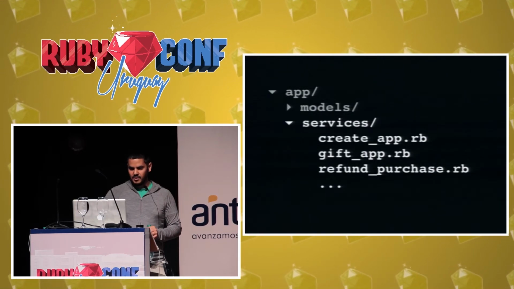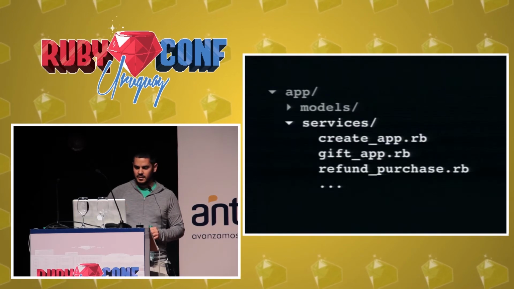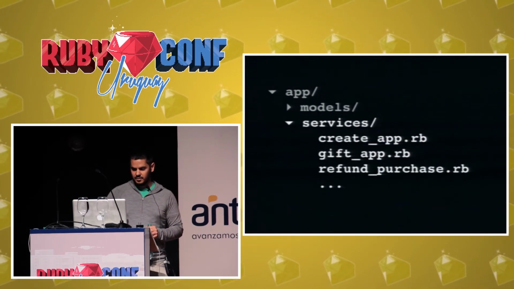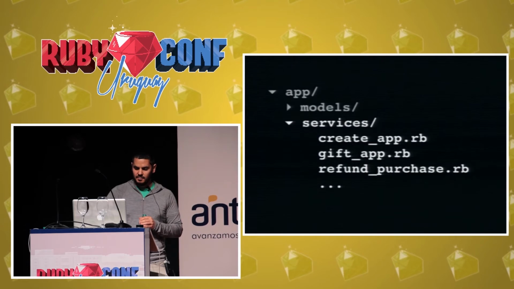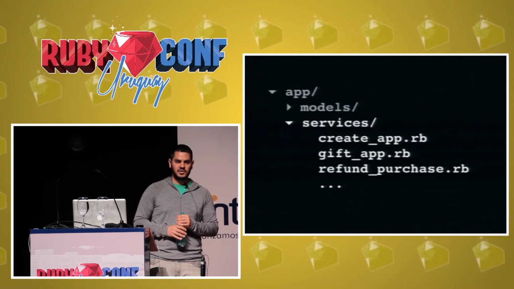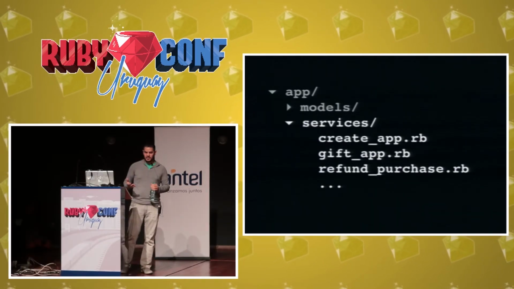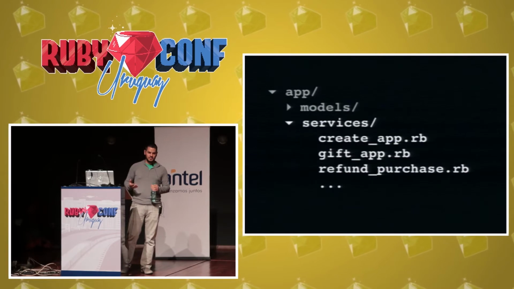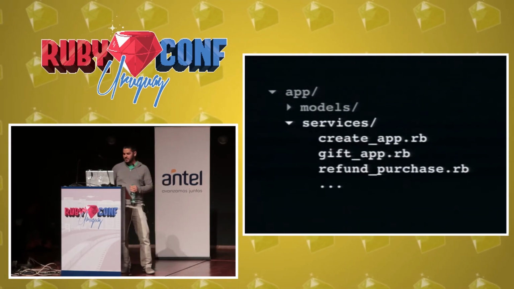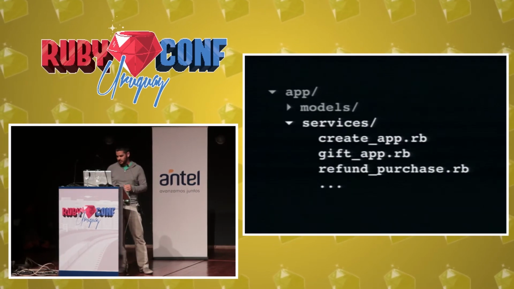Now let's go back to our Rails app. And what do we see? We could create a services folder that has all these different services. Create app, gift app, refund purchase maybe. What we're doing is we're building a list of transactions that are in our domain. And it communicates everything that your domain can do. So if you're going into a project for the first time, you'll see this, and it'll be very obvious where all the different actions are in your project.